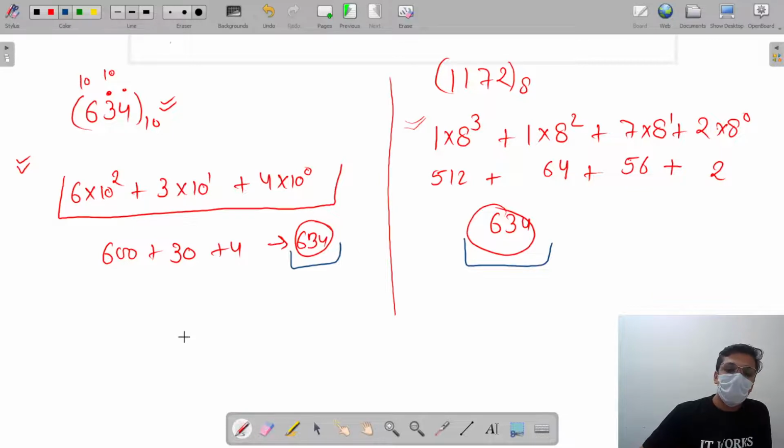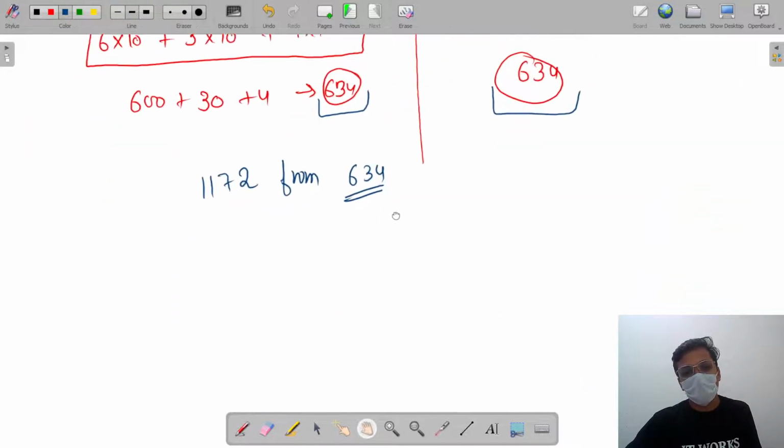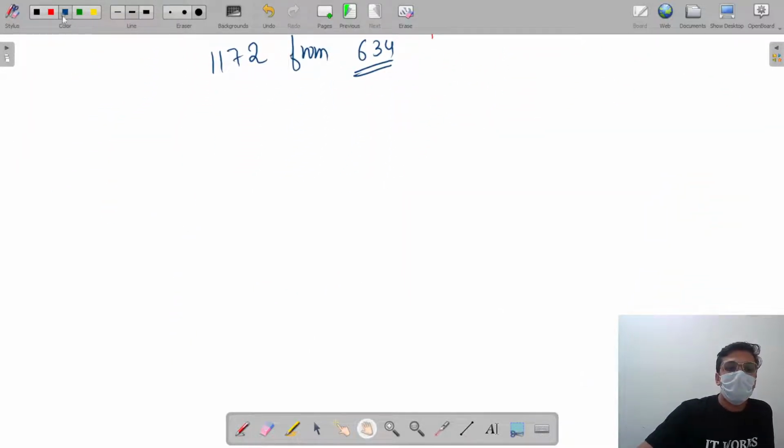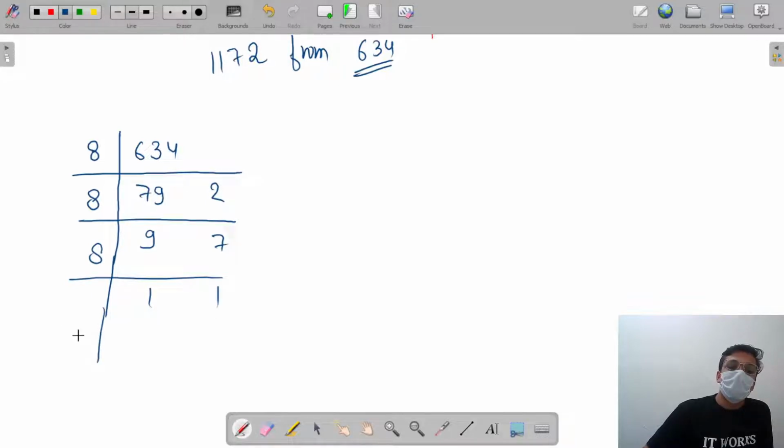Now let's see how we achieved 1172 from 634. When we divide 634 repetitively by 8, we get our first quotient as 79 with remainder 2. After that, when we divide this number again by 8, we get quotient 9 and remainder 7. When we divide again, we get quotient 1 and remainder 1, then 0 and remainder 1, and so we get our answer.